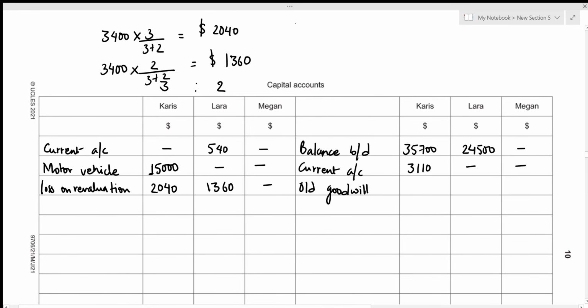Now for Karis, the goodwill is just going to be 48,000 into 3 by 3 plus 2, because we still use the old profit sharing ratio. And for Lara, that's going to be 48,000 into 2 by 3 plus 2. So this amounts to 28,800 for Karis, whereas 19,200 for Lara. Let's write that down.